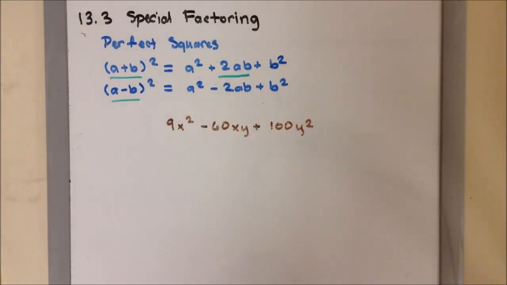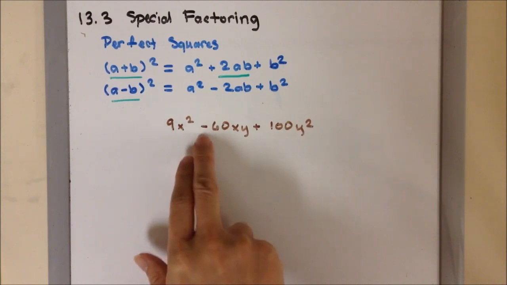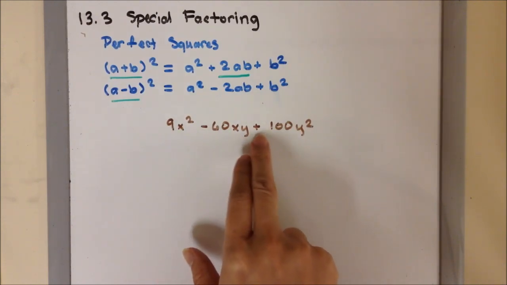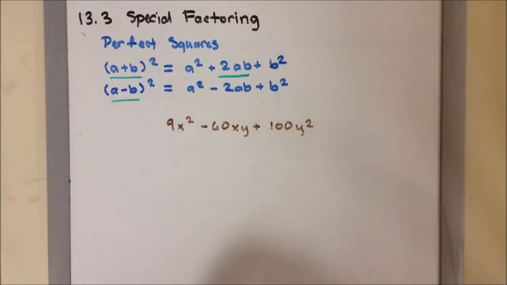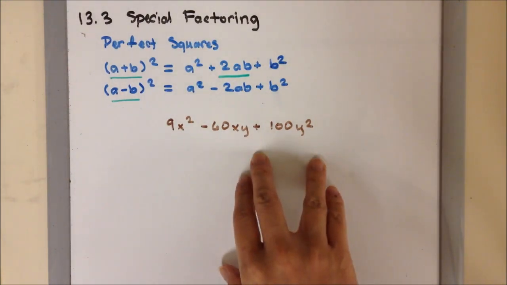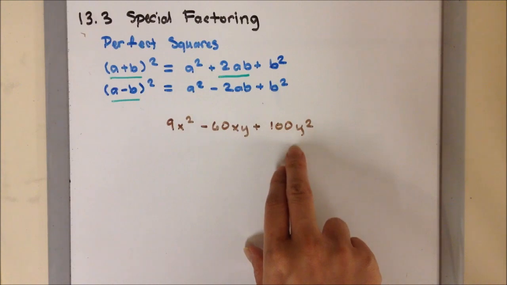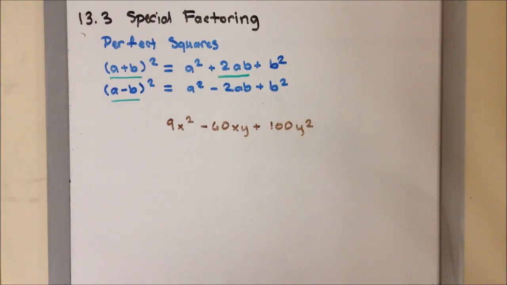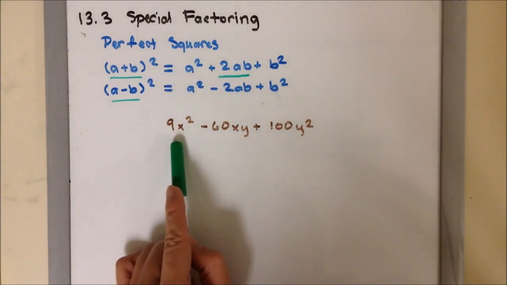So in this next example, I have 9x squared minus 60xy plus 100y squared. What's different compared to the last example is that now we have another variable, and we also have the y squared in the last term. So you could try factoring using the method from the previous section, or you can check if it's a perfect square. In order to check, take a look at the first term.